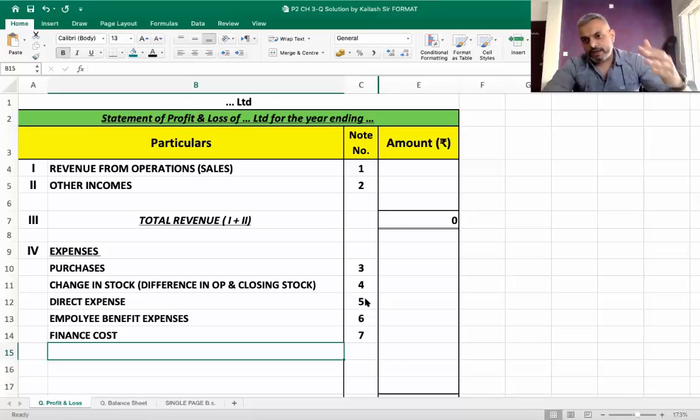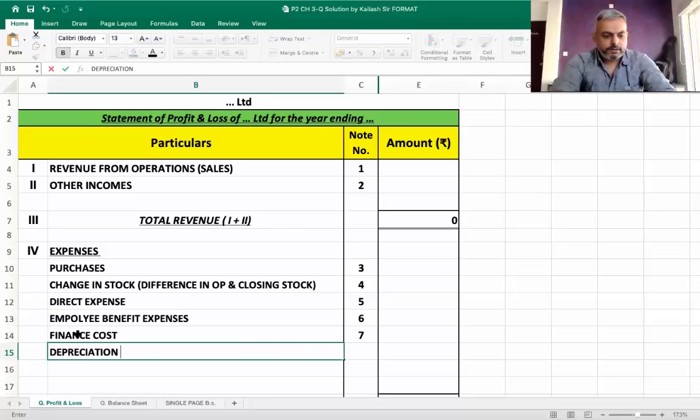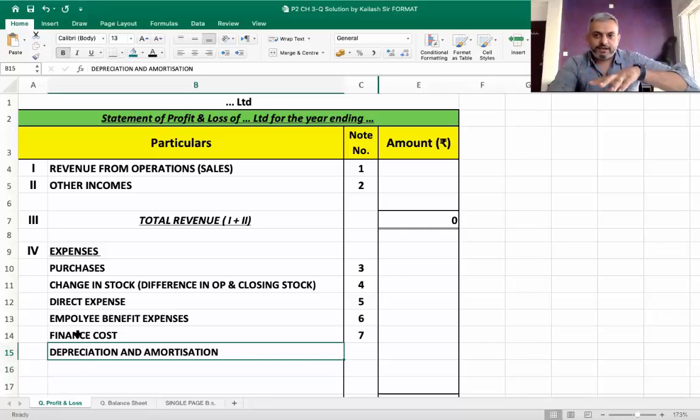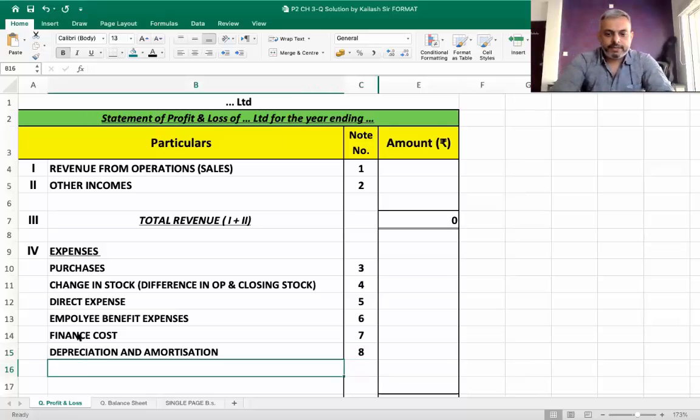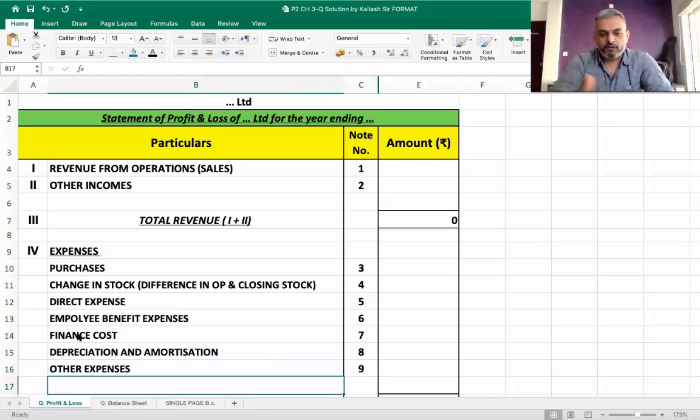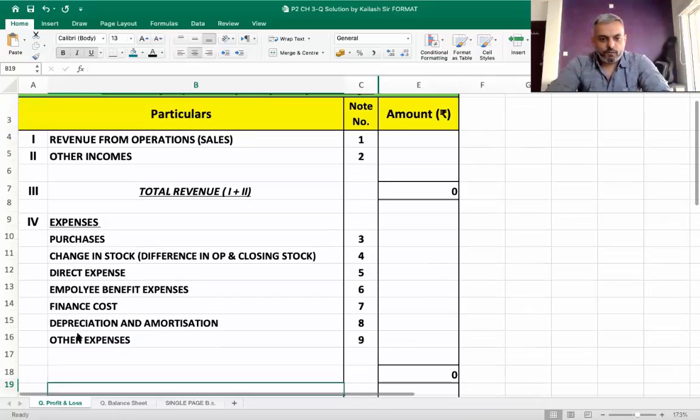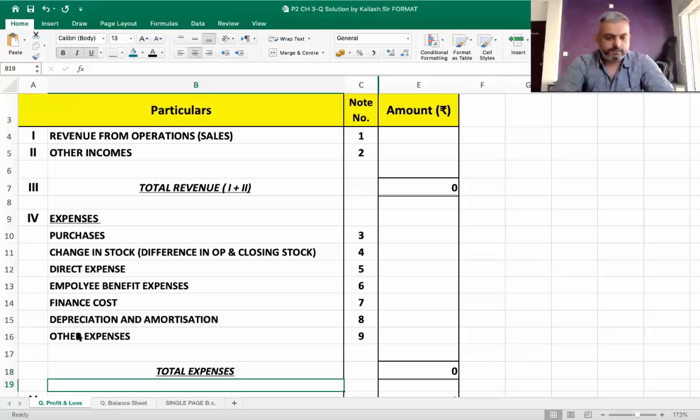So you can remember it this way: expenses, first is purchases, then change in stock, then you can see C, D, E, F, then depreciation and amortization. Now what is depreciation and amortization? Basically they are very similar ways of decreasing the value of assets, but depreciation is used for tangible assets and amortization is used for intangible assets. So 8. And then there will always be other, so you can see other income, so other expenses also, which will cover whatever does not come in the above. So after doing this, what we get is total expenses.